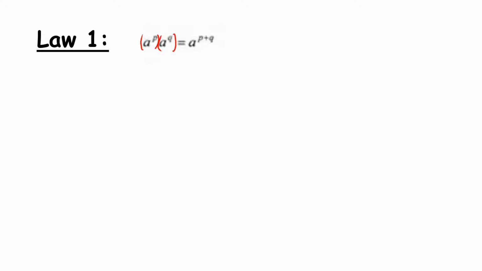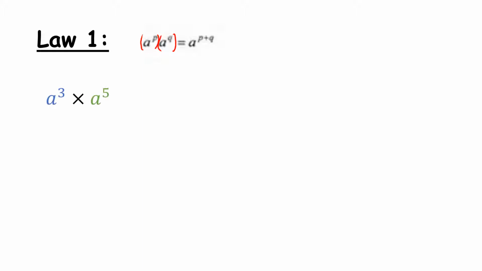Okay, so when we are multiplying 2 numbers that are the same and they have powers, we can simply add the powers. So that big number there is called our base, and the top is called our power or our index or our exponent. So I'm going to stick to probably using power as we work through. But notice that here we have two base numbers.